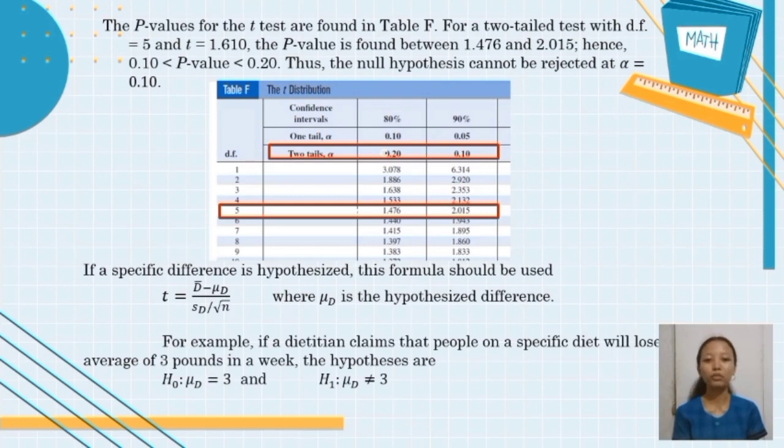For example, if a dietitian claimed that people on a specific diet will lose an average of 3 pounds in a week, the hypotheses are: our null hypothesis will be mu sub d equals 3, and our alternative hypothesis will be mu sub d not equal to 3. The value 3 will be substituted in the test statistic formula for mu sub d.